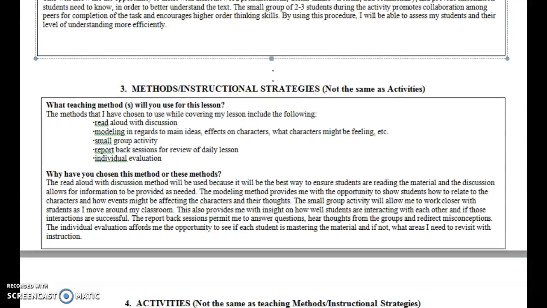And then also the individual evaluation affords me the opportunity to see if each student is mastering the material, and if not, what areas I need to revisit with instruction, things that we need to go back and touch on, or go back and really discuss to make sure that everyone's on the same playing field and that everyone is understanding the generalized concepts of what's being taught and what is meant to be accomplished. So that is steps 1 through 3 of my lesson plan, and I hope I did what I was supposed to. Thank you.